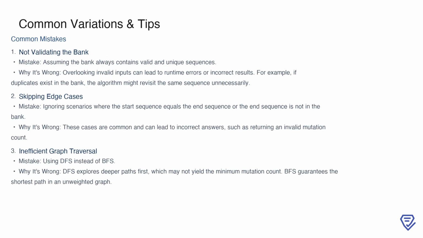Now let's discuss some common mistakes to avoid when solving the minimum genetic mutation problem. First, one frequent issue is not validating the bank. This happens when you assume the bank always contains valid and unique sequences.